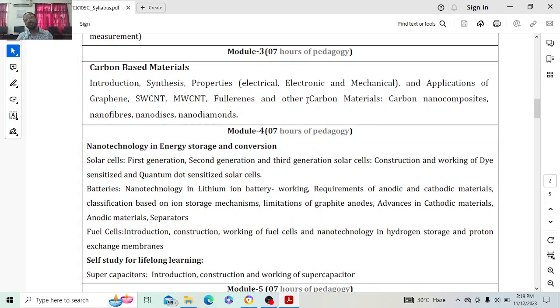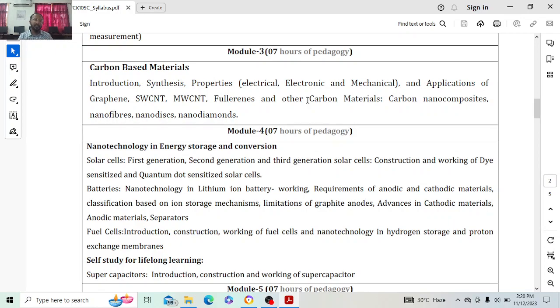Next we have module 3, which is carbon-based materials. In carbon-based materials we have the introduction to the carbon-based materials. For example, what are the carbon nanomaterials, how exactly they look structure-wise, property-wise, all those things we will see. And the synthesis, how we can synthesize these particular carbon-based materials, and the properties, maybe electrical, electronic or mechanical, and any other kind of properties.